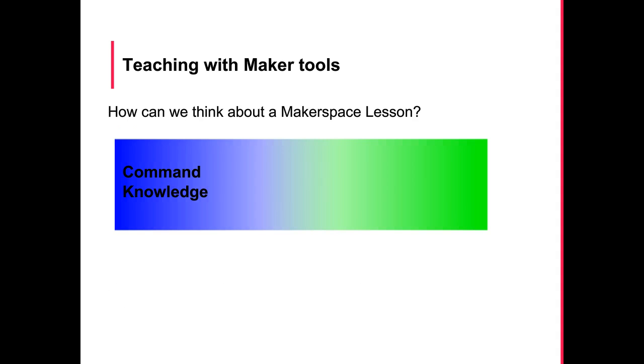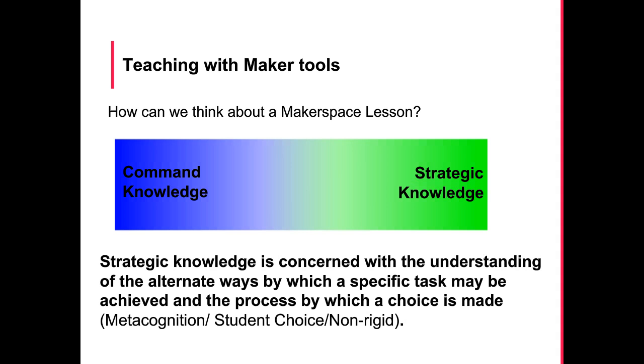On the other side of the knowledge framework of makers, we have the strategic knowledge. The strategic knowledge is concerned with the understanding of the alternate ways by which a specific task may be achieved and the process by which a choice is made. So really wordy, but at the heart of what strategic knowledge is, in our STEM school, we call them our habits of mind. Some of ours are things like persistence, thinking flexibly, thinking independently, and getting our kids to take risks. So really that metacognition, thinking about thinking.